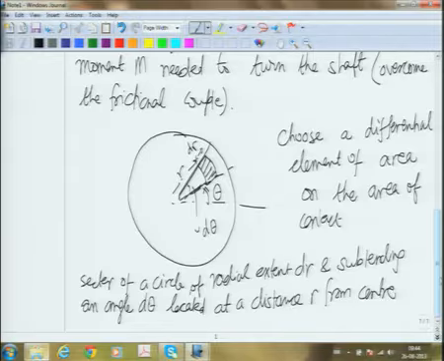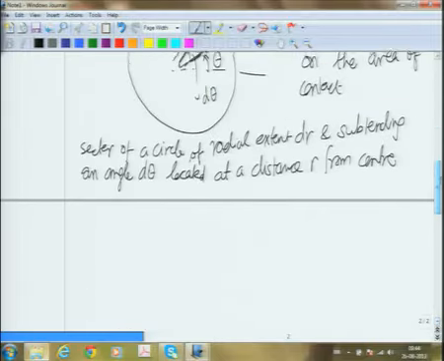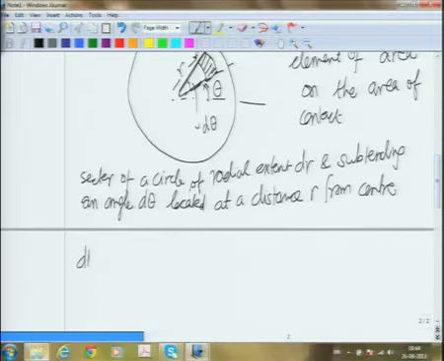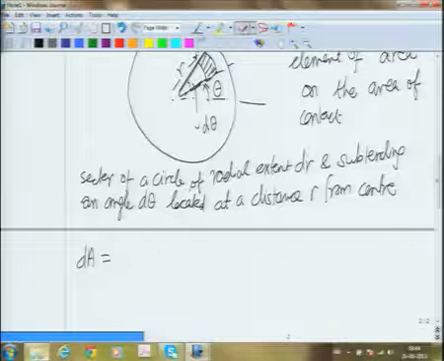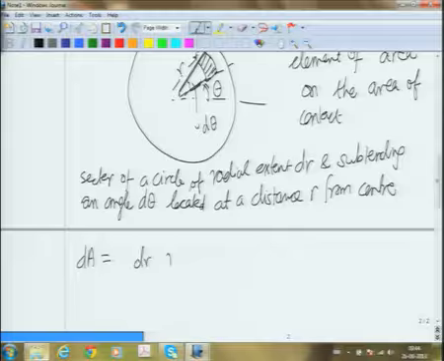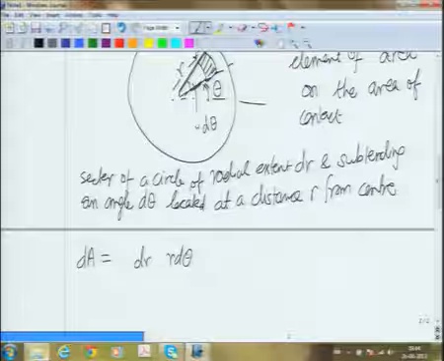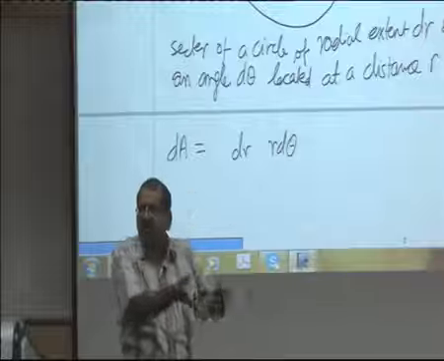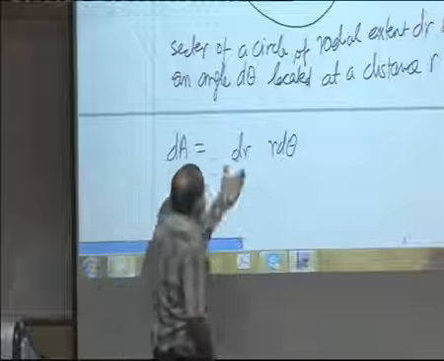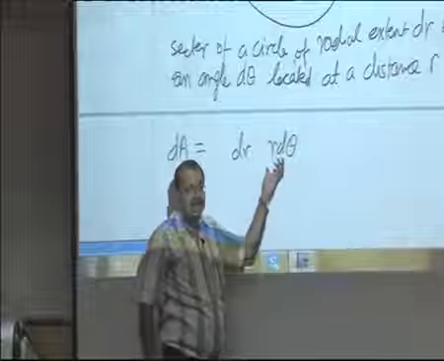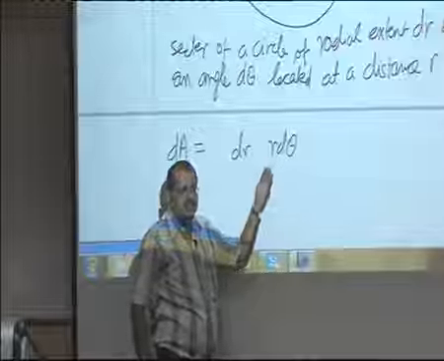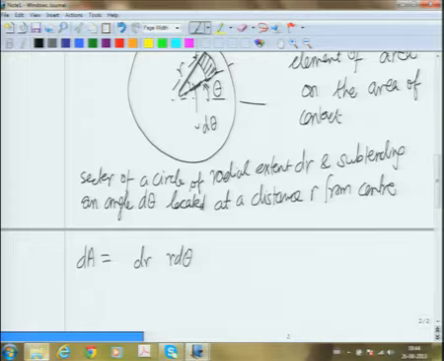So, in this case, dA is, let me again reword it, put it properly, dr times r d theta, because dr is the thickness of this element, r d theta is the circular arc. So, therefore, this elemental area dA is equal to dr multiplied by r d theta. Is that clear?